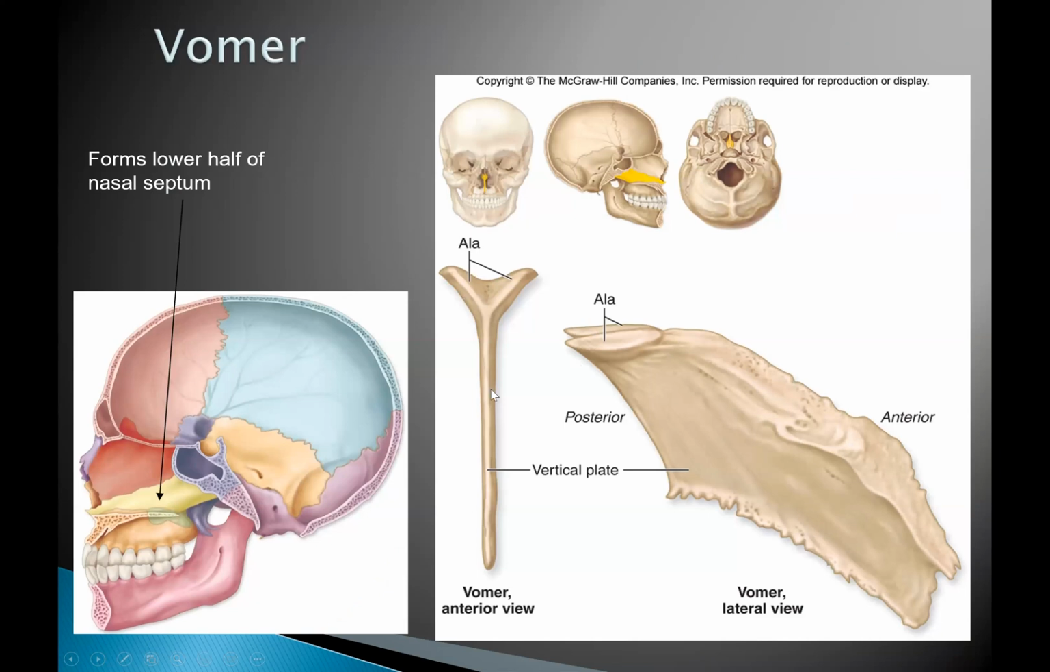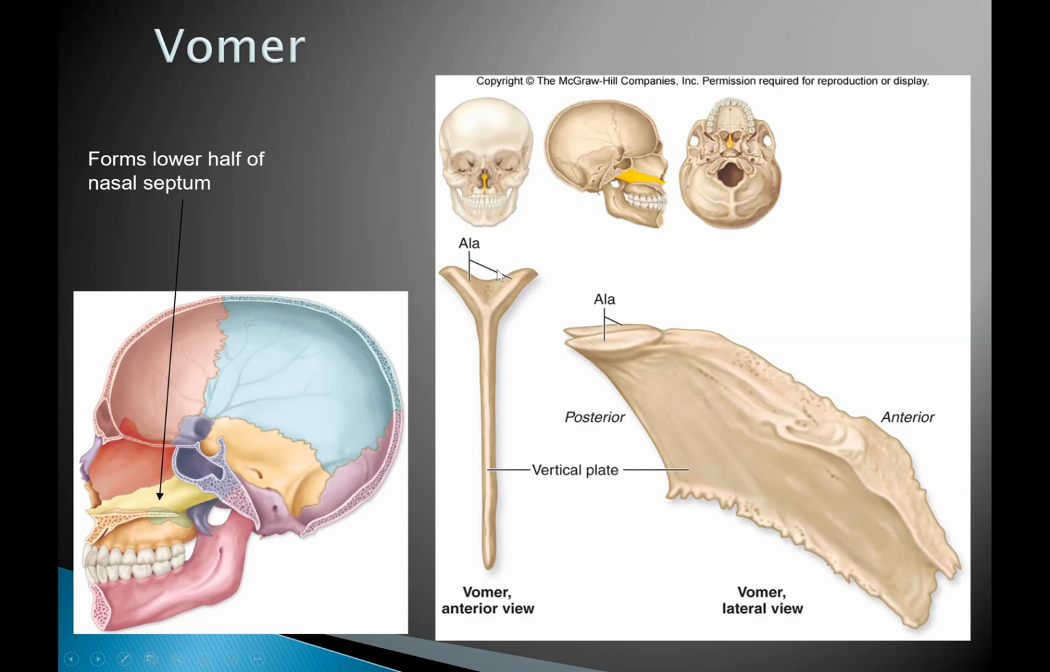If I look up from your nostril, that's the ethmoid. If I look down, this is the vomer. If I look straight on, what I will see is this Y-shape. And this is what forms the lower half of your nasal septum. You have two nostrils, right? If you look in a mirror, you have left and right nostrils. That wall that separates them is the nasal septum, and what forms that is this vomer.